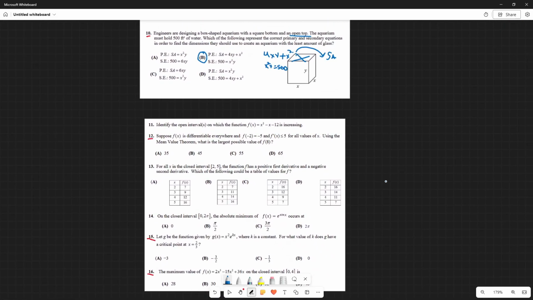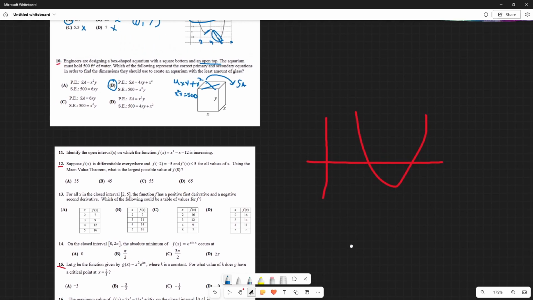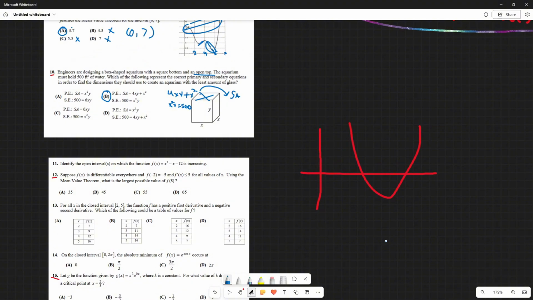Alrighty, so number 11 is asking us to find the interval in which the function they give us, x squared minus x minus 12, is increasing. So the function looks a little bit like this, right? So visually you can see where it is, but let's use calculus, right? So it's asking us where it's increasing. So what will tell us where it's increasing or decreasing? That would be the derivative, right?